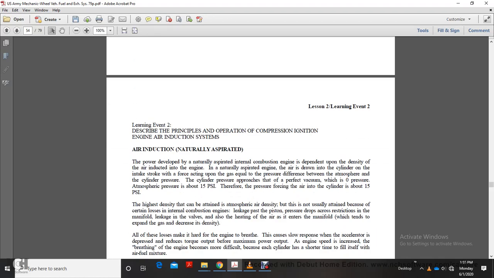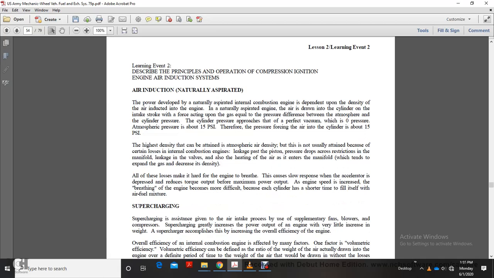Describe the principal operation of the compression ignition engine and the air induction system. Air induction, naturally aspirated. The power developed by a naturally aspirated internal combustion engine depends on the density of the air injected into the engine. In the naturally aspirated engine, air is drawn into the cylinder during the intake stroke by the forcing action of the gas, equal to the pressure difference between the atmosphere and the cylinder pressure. Cylinder pressure approaches a perfect vacuum, with zero pressure. Atmospheric pressure is 15 psi. Therefore, the pressure forcing the air into the cylinder is 15 psi.